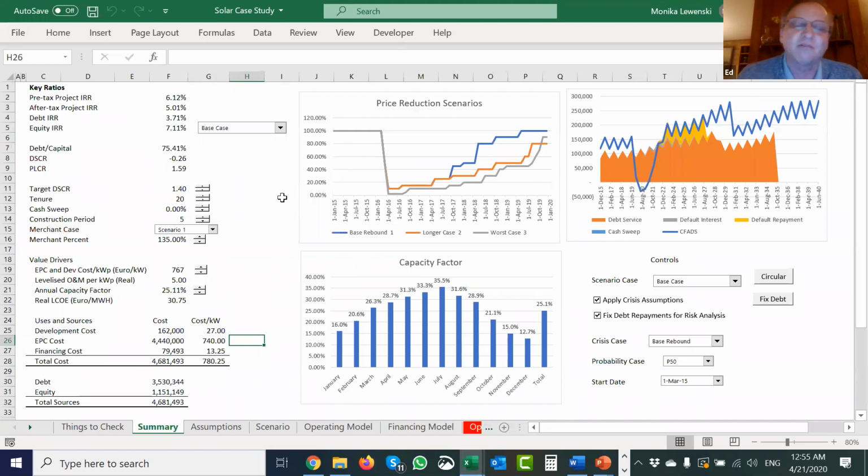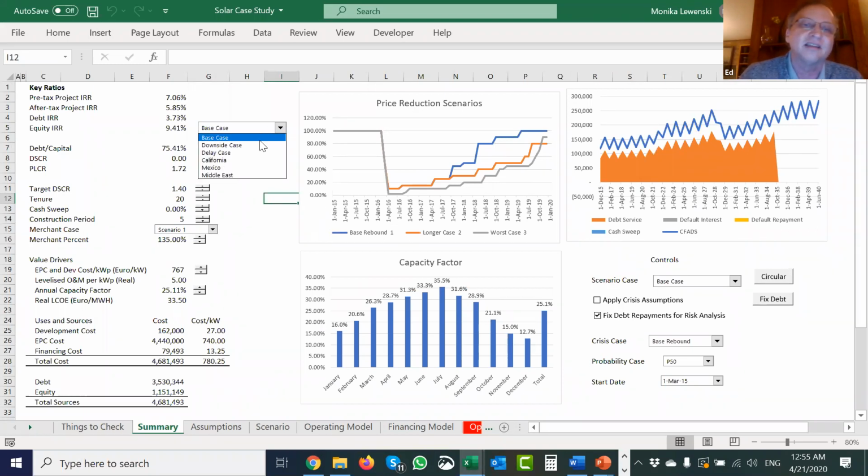Again, it illustrates how we can use this. Now I better take away the crisis assumptions. I better switch it back. I think I've got everything in the base case scenario.